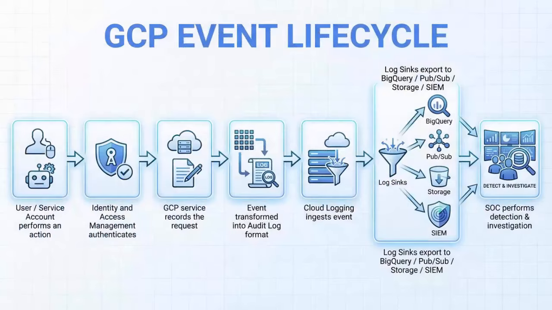And now let's talk about event flow and architecture. Here's an example lifecycle of a Google Cloud audit event. It starts with a user or service account performing an action. Next, Identity and Access Management authenticates the action. GCP servers record the request. Then an event is created. The event is transformed into audit log format for you to investigate. Cloud Logging then ingests the event and log sinks export to the tools we mentioned, SIEM, BigQuery, and so on, so that you as a SOC analyst can start the analysis.